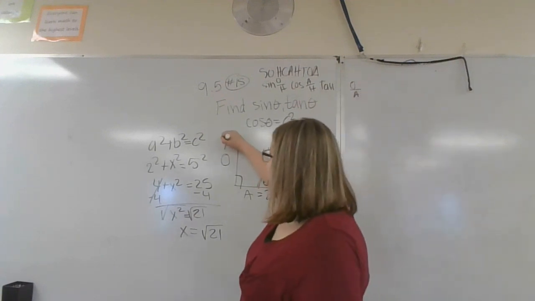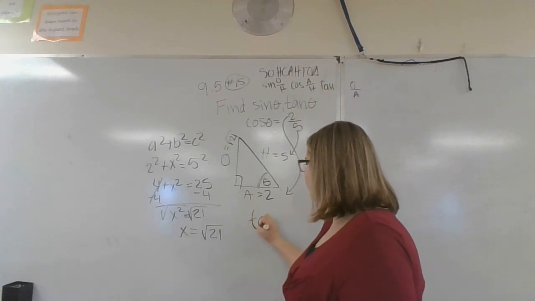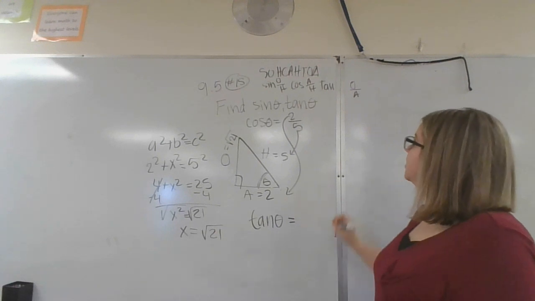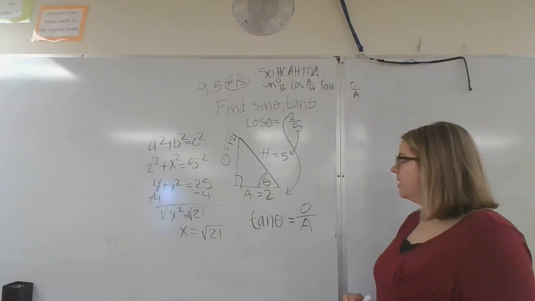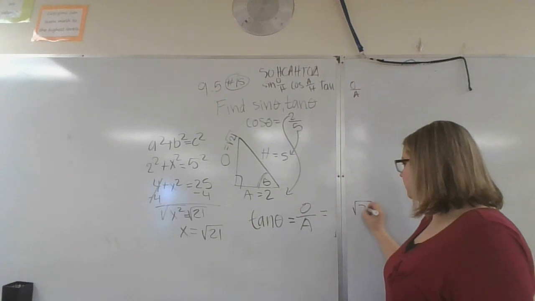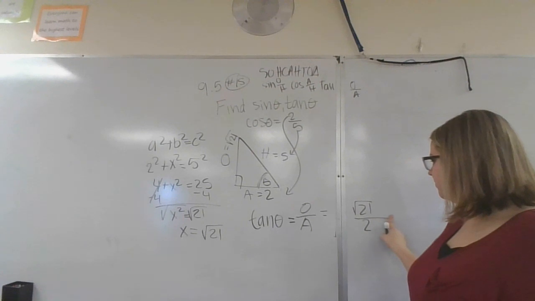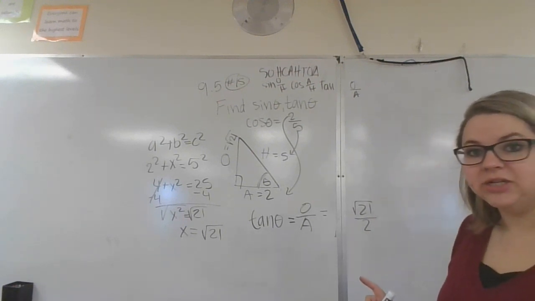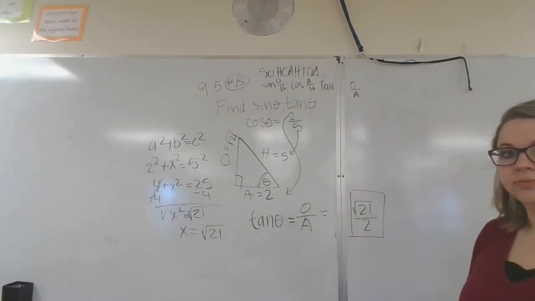Now I need to find tangent. My opposite is the square root of 21. So let's first find tangent. Tangent of theta, tangent of my angle, equals opposite over adjacent. My opposite side is square root of 21, we just found that out. So this is the square root of 21 over my adjacent side, which is 2. And that's your answer. So where it says tangent theta, you put square root of 21 over 2.